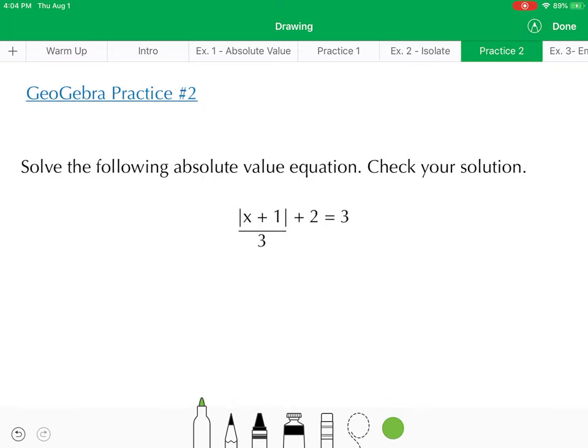All right, pause the video and try this one on your own, then start back up. Use it to check.